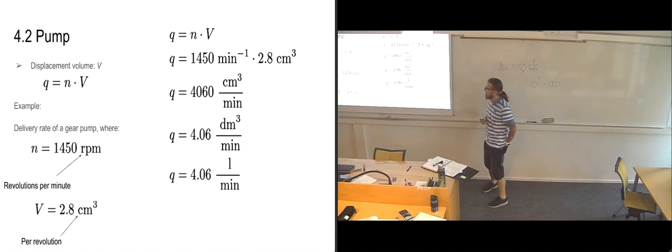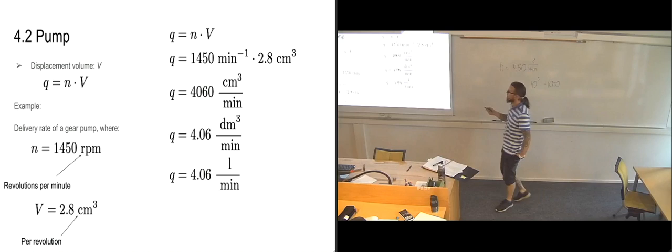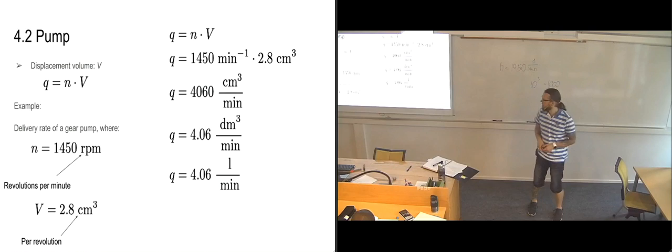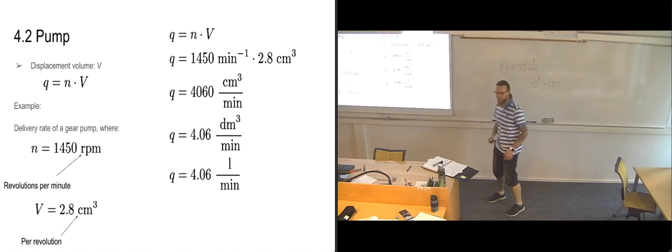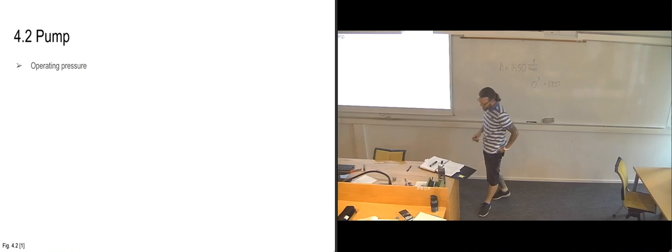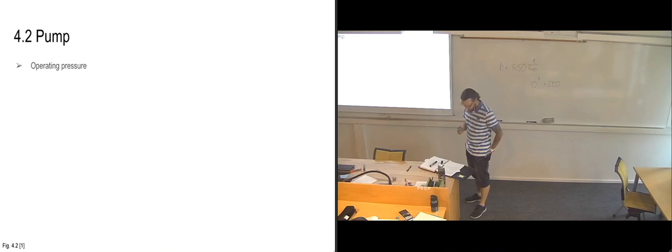So that's one of the usual problems you run across when you're doing calculations in hydraulics, is just the units, getting it to look like something that you want it to look like, which is, sad to say, often the problem in most of physics. It's just getting the units right. So we're going to continue on with the pump and look at another important characteristic value, which is the operating pressure.